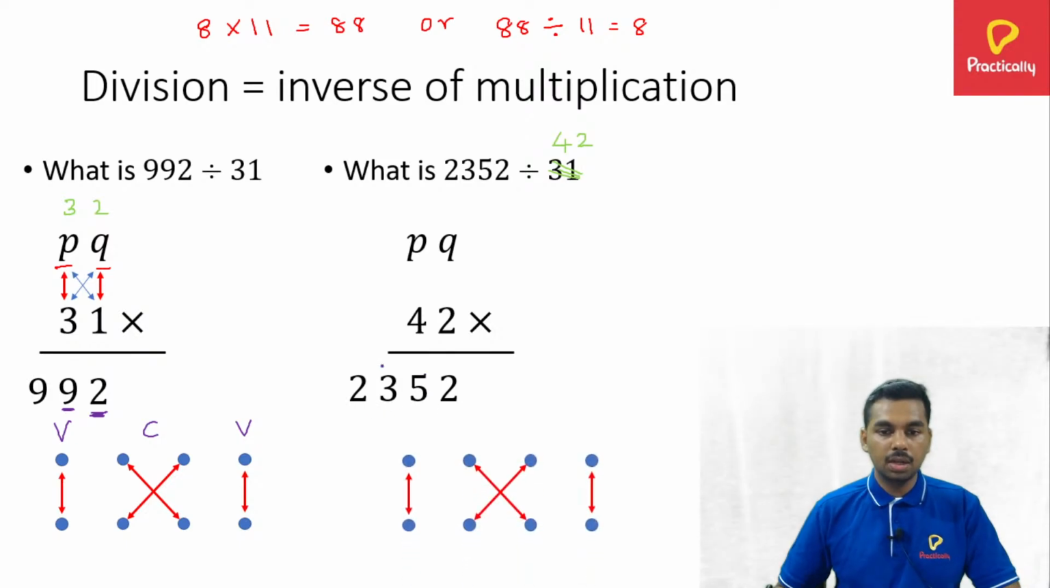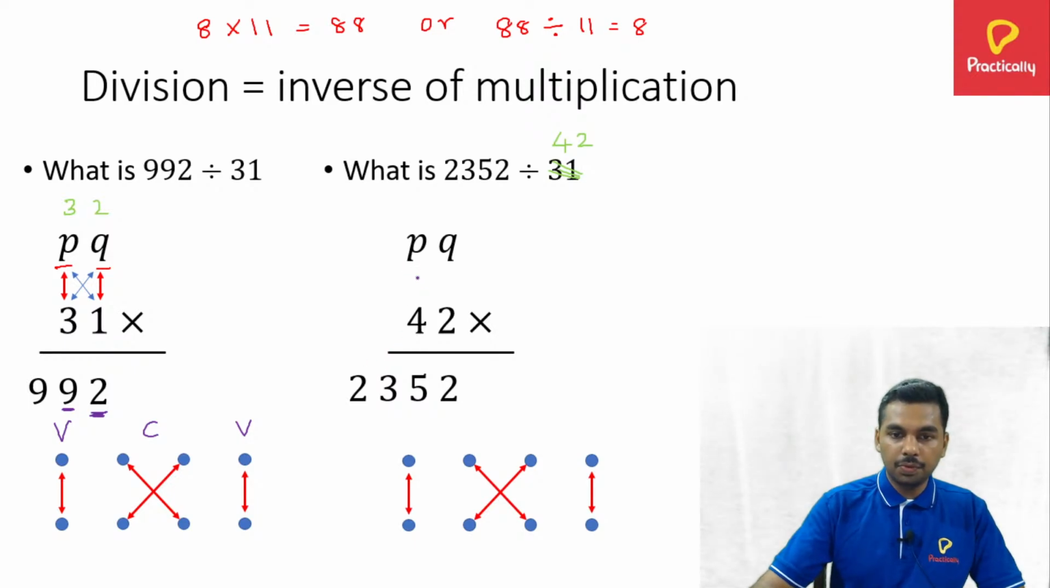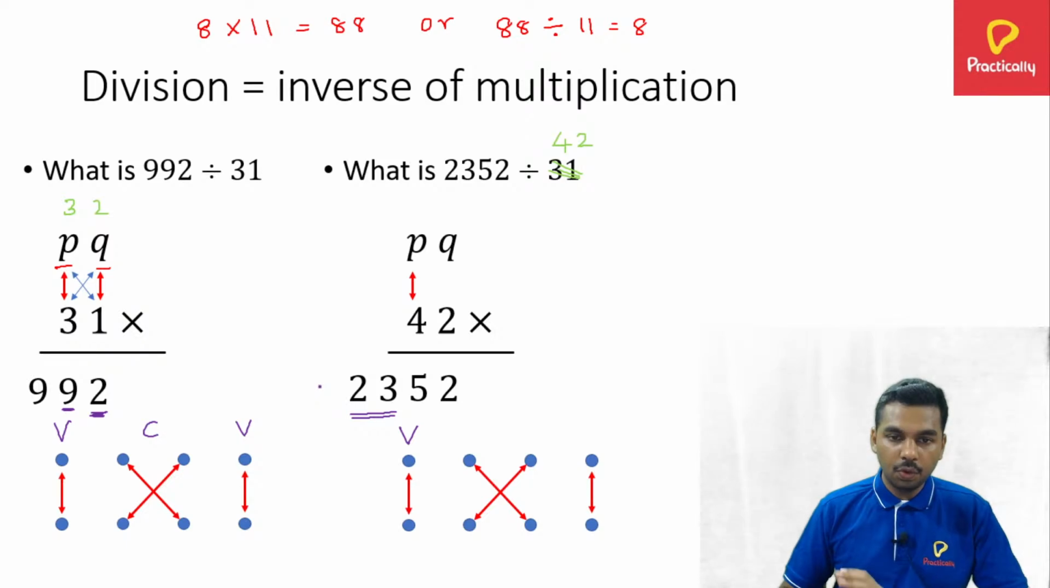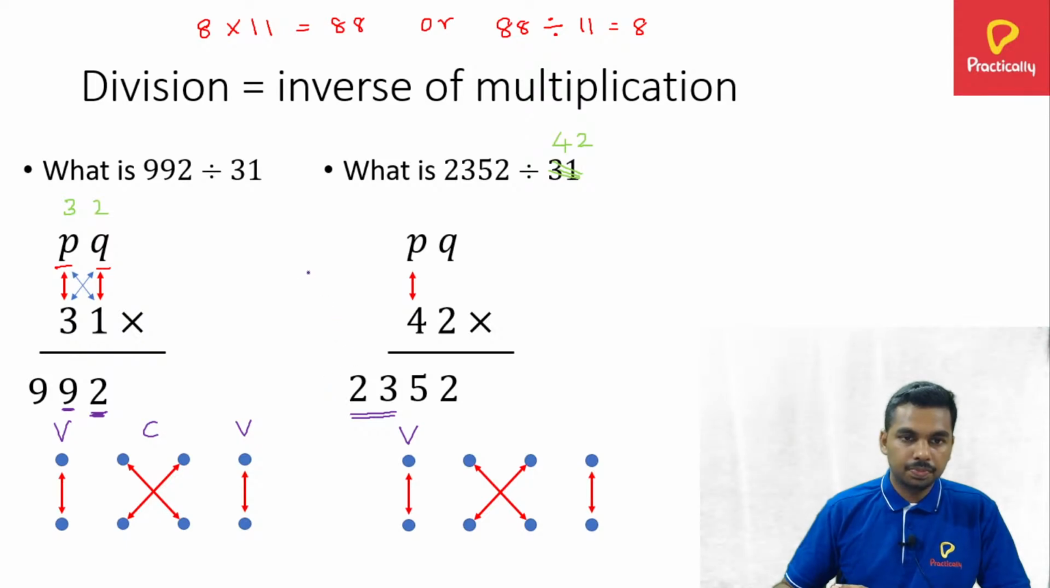Again we can use the vertically and crosswise method. In the vertically and crosswise method, the first step is V. In the V step, what we are getting is P multiplied by 4. Here you should take two numbers together, 23. P multiplied by 4 should give a number very close to 23. Which is the closest number that is less than 23?